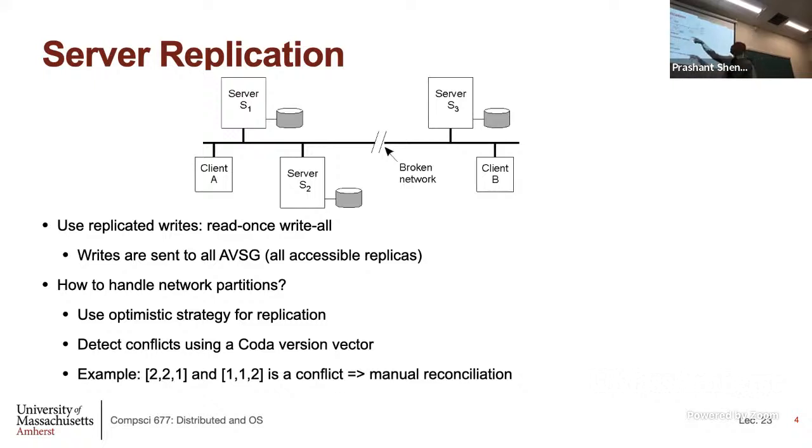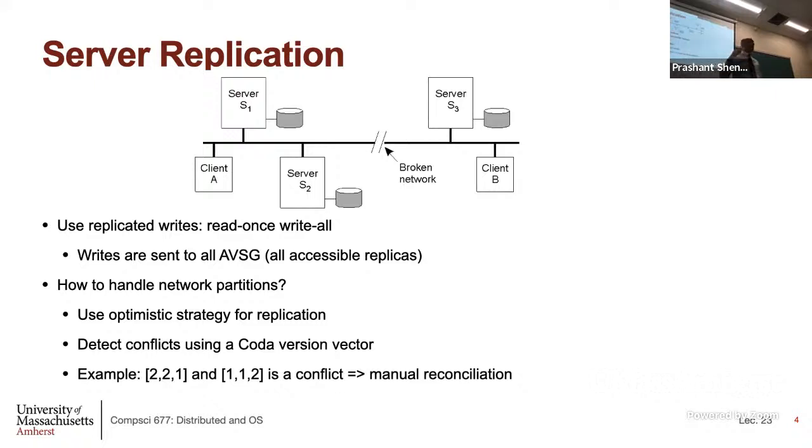Now, if A modifies the file, it is going to send updates to S1 and S2. So on the left side of the partition, the version number looks like 221. Because these servers know that the change was not sent to S3, they will believe that S3 still has version 1 of the file, but they now have version 2 of the file. So their version vector on this side is going to look like 221.